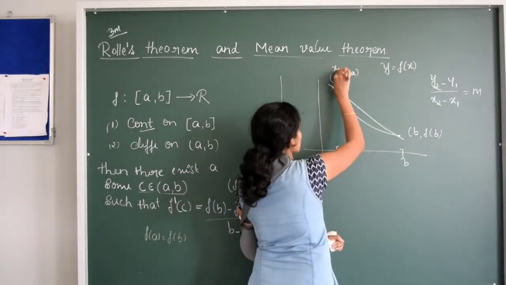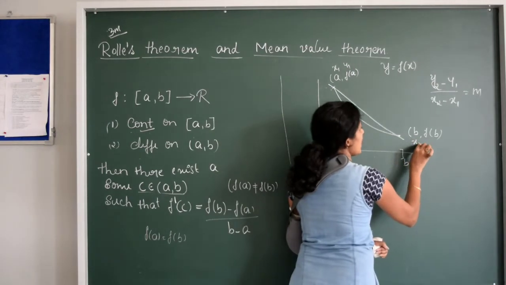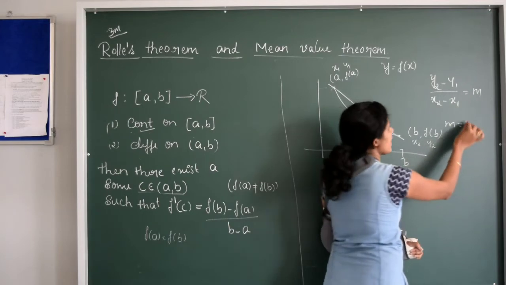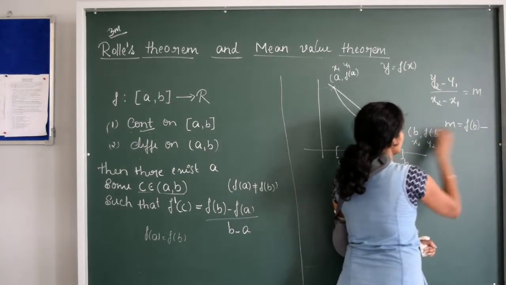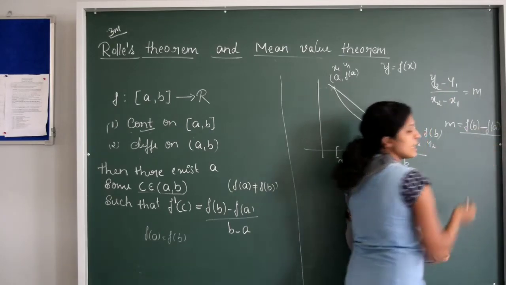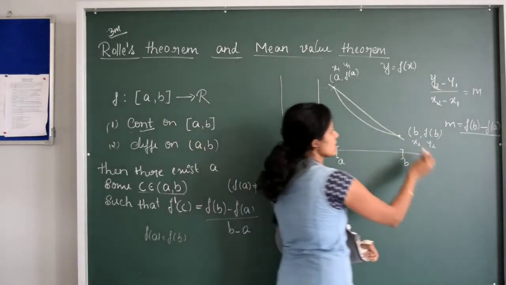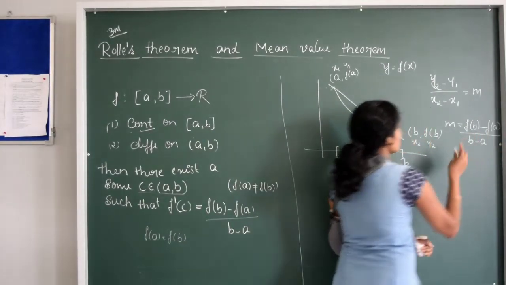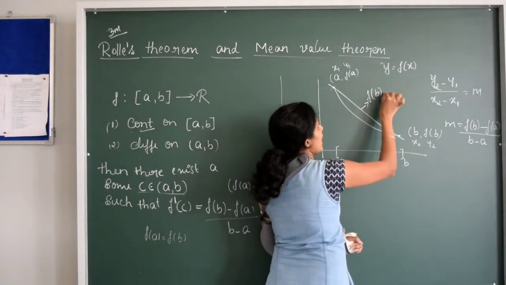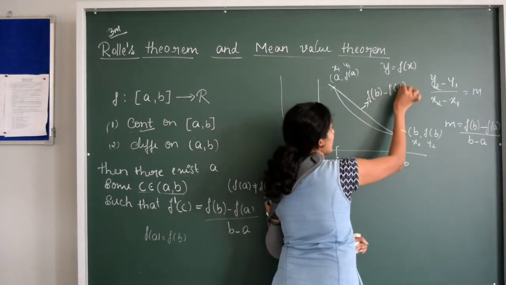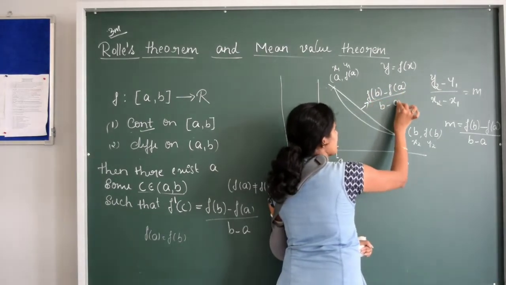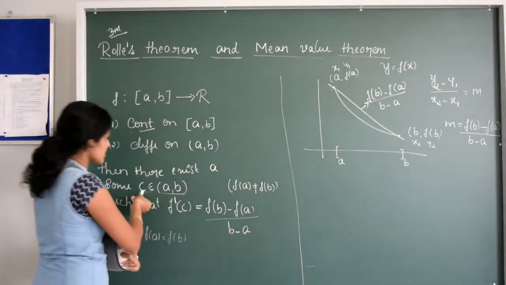So this one we consider as x1, y1, and this will be x2 and y2. So by this, m I can write as y2 is f of b minus y1 is f of a. m is equal to f of b minus f of a divided by x2 minus x1, and x2 minus x1 is b minus a. Is it clear? So the slope of this line, by using the two-point form, is f of b minus f of a divided by b minus a.